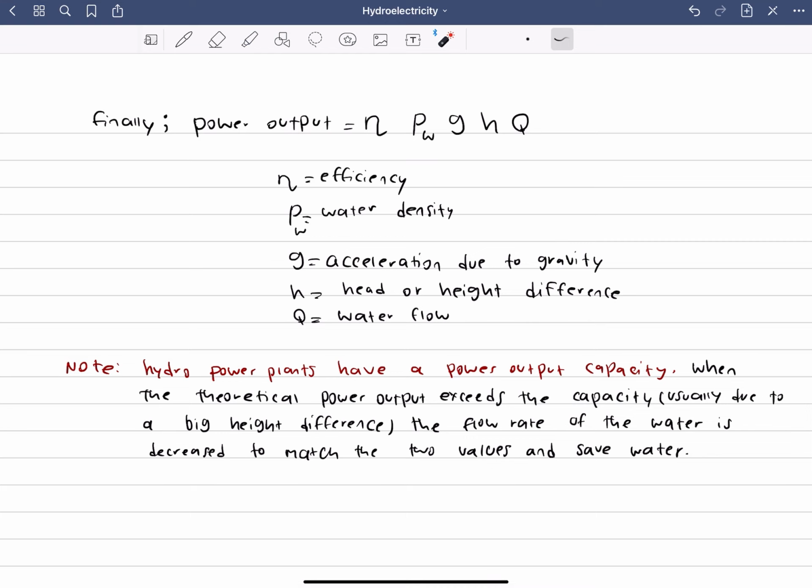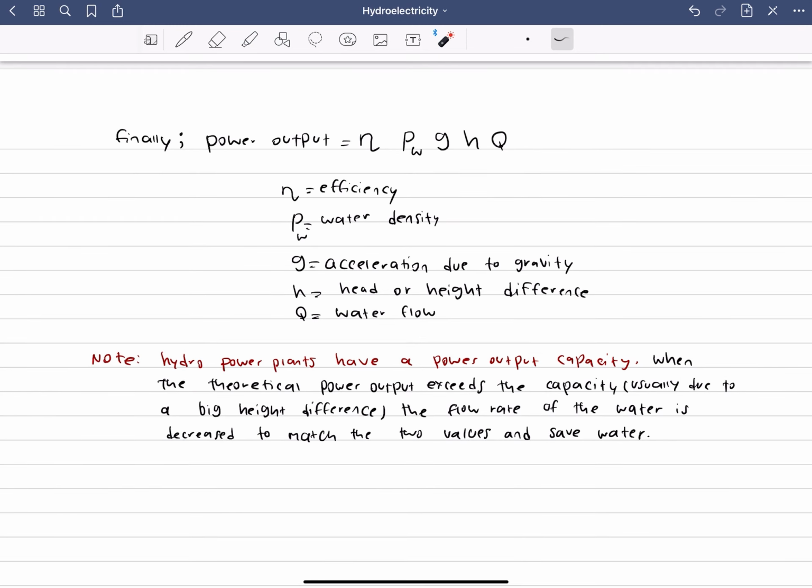Note that hydropower plants have a power output capacity, which cannot be exceeded. When the theoretical power output exceeds the capacity, usually due to a big height difference, the flow rate of the water is decreased to match the two values and save water. So when the height is really big and it causes the theoretical power output to exceed the capacity, Q is decreased to match the capacity of the power plant.